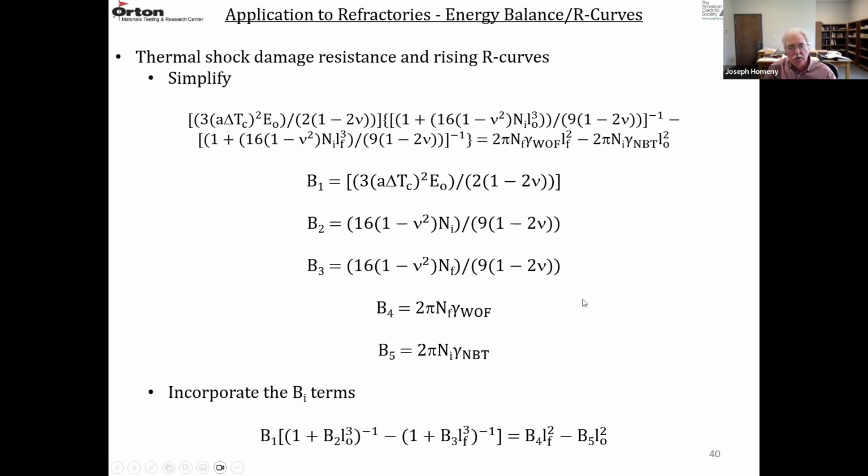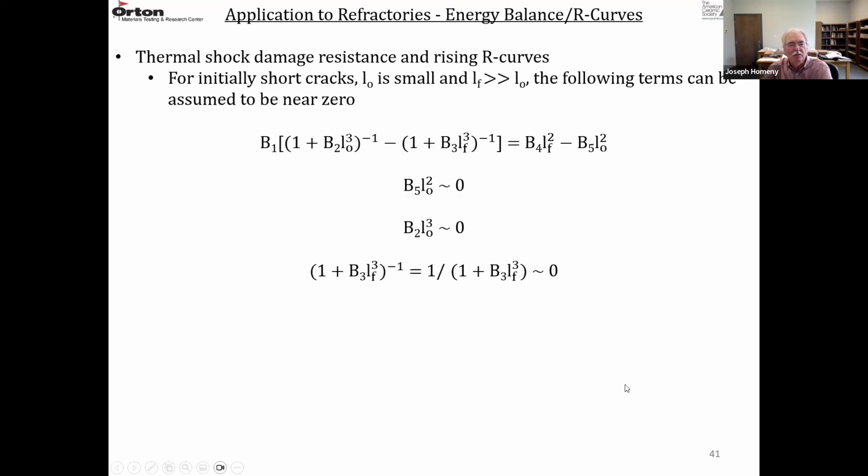In this derivation, they go through a series of simplifications. They take these different terms and put them in terms of B1 all the way to B5. So B1 equals this first term here, B2 equals this term, B3 equals this term, and then B4 is this term, and B5 is this term. If you rewrite this equation in terms of B1 through B5, you have an equation that looks like this. It really doesn't look a lot better than this, but it is a simplified version.